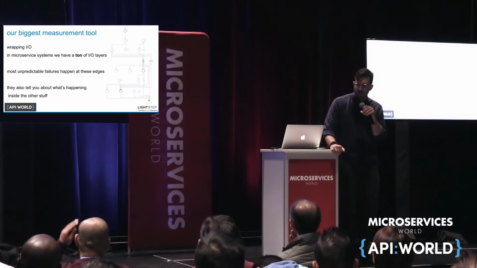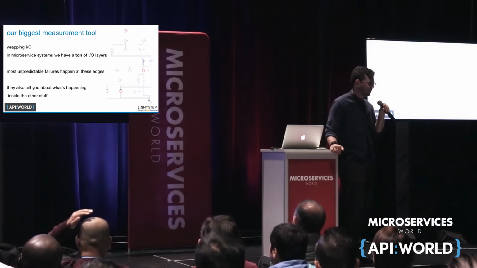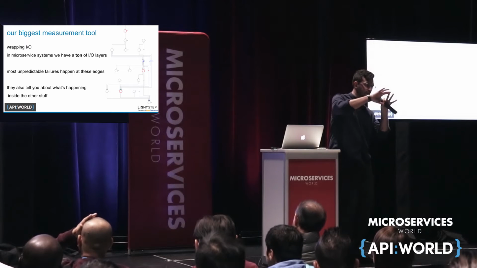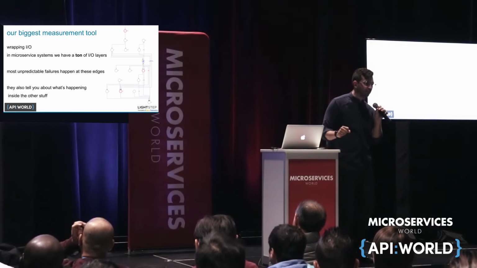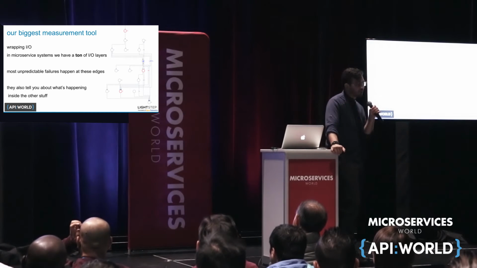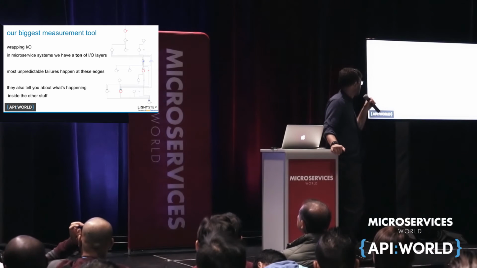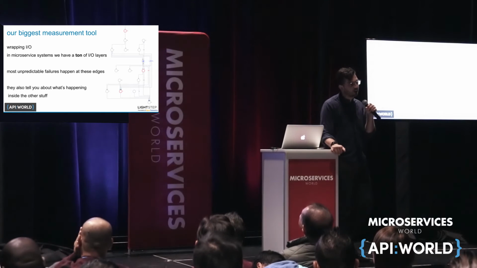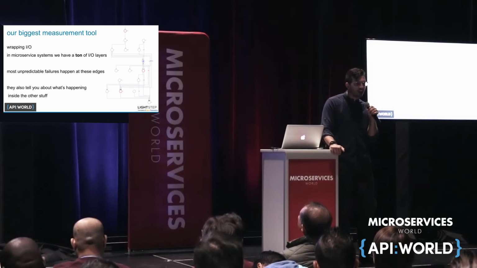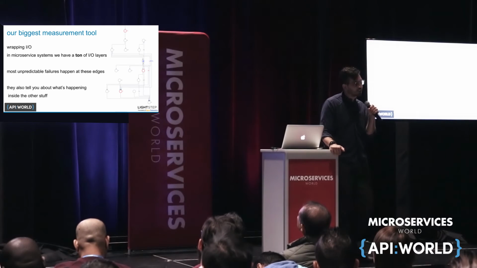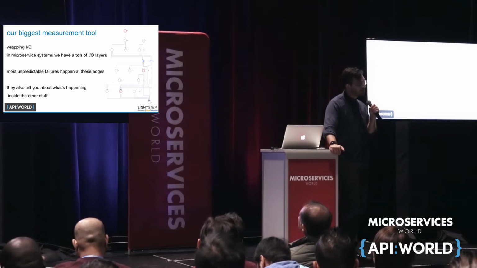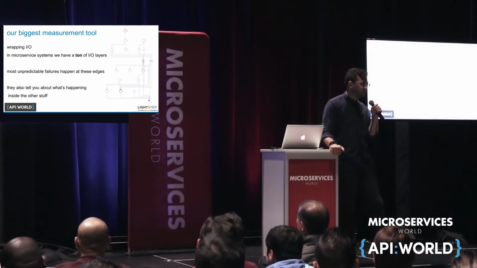So our biggest sort of measuring tool, which is related to a refactoring technique of kind of wrapping old code with a good interface, is going to be wrapping system I/O. In a microservice architecture, we have tons of I/O. We have every API endpoint that we publish. We have every disk call that we make. And as we add more services, we get more and more and more edges.